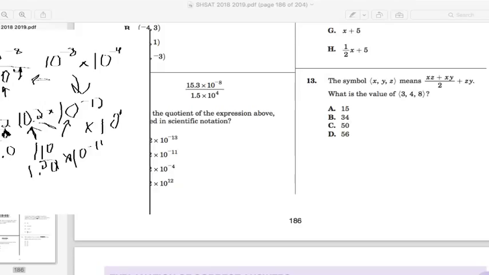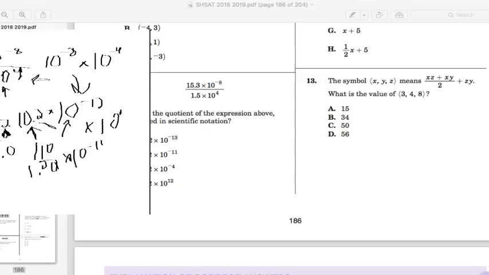it says the symbol XYZ means XY plus XZ plus XY over 2 plus ZY. What is the value of 3, 4, 8? So this is just text substitution. If XYZ means that, then 3, 4, 8 means 3 times 8 plus 3 times 4 over 2 plus 8 times 4. So let's actually plug the numbers in.